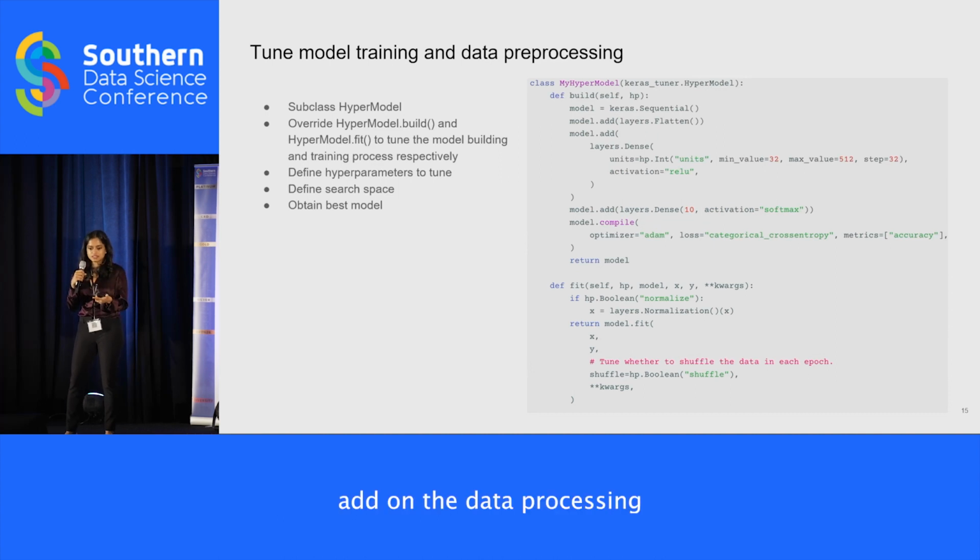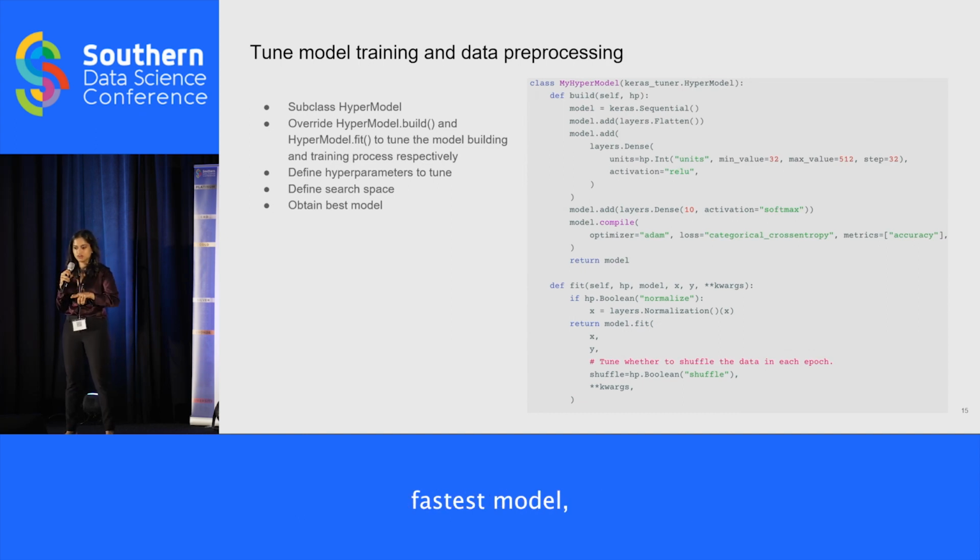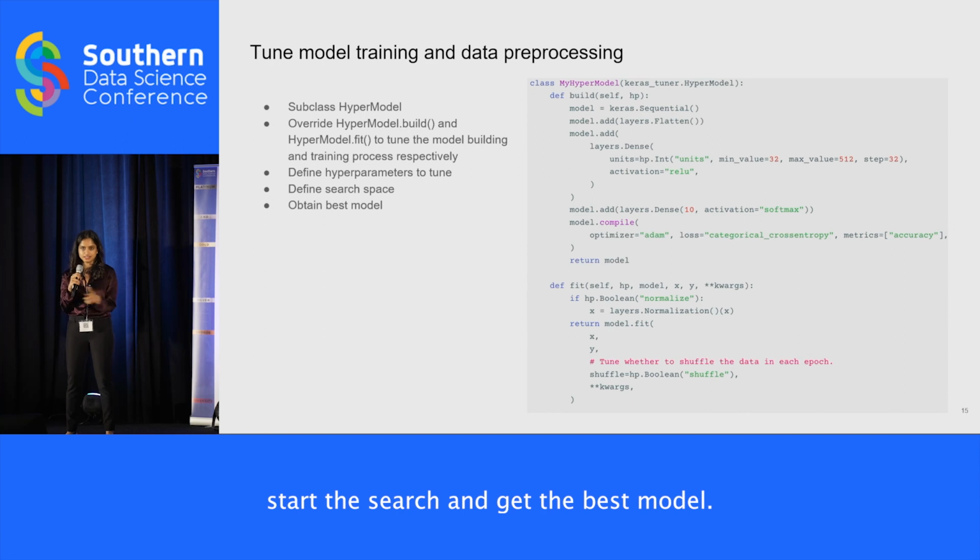And on the data processing end, I want to see if I want to normalize my data before feeding it to the model. So as you can see, we have hp.Int trying to select how many units in the dense layer. We have hp.Boolean, whether we want to normalize the data or not, and hp.Boolean for shuffle. We're trying to see if we want to shuffle the data at each epoch or not. And like shown in the previous slide, you would initialize the tuner, pass this model, start the search, and get the best model.